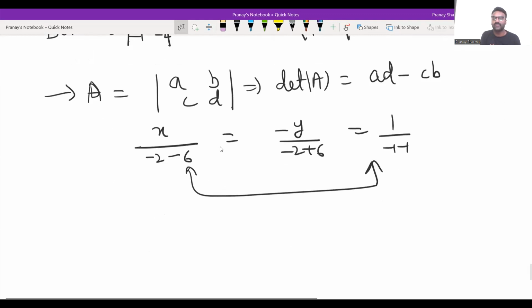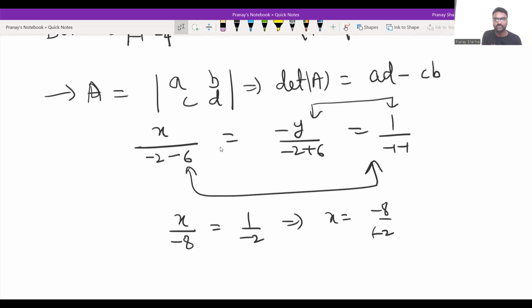If we need to calculate the value of x, then we should be taking the first and the last one, and if we need to calculate the value of y, then we should be taking the second and the last one. So this will be x over -8 equals 1 over -2. That will give us x as -8 over -2. Minus minus will go away and we are left with 4. All right, after performing the simplification.